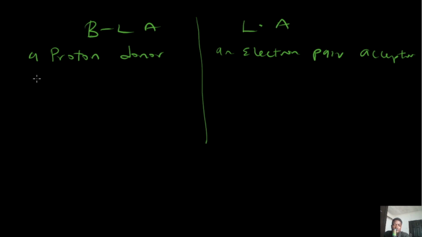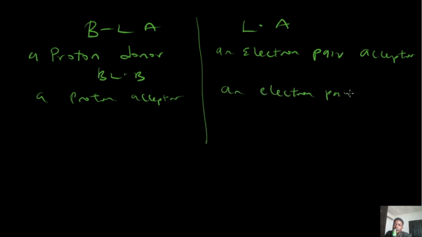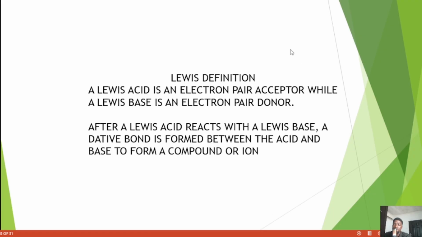Which means if a Bronsted-Lowry base is a proton acceptor, a Lewis base will become an electron pair donor. So it's more like a reverse of the two of them basically. And Lewis noticed that there are some substances that do not even have protons. They do not even accept protons, neither do they donate. However, they have the ability to exhibit acidic properties, hence his definition. So we take it again. A Lewis acid is an electron pair acceptor, while a Lewis base is an electron pair donor.